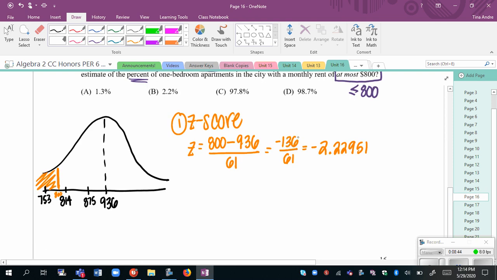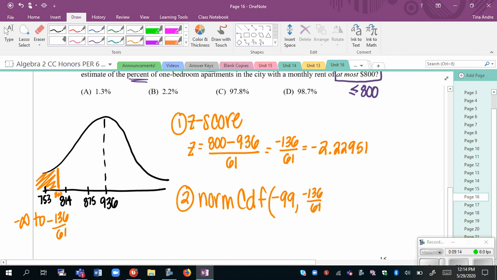But what I'm going to do in my calculator is I'm actually going to use the fraction when I type in. So for the second part here, we're going to do our normal CDF, and I'm looking at, so it's going to be negative infinity to the -136 over 61, or to the -2.22951. So I'm going to type in -136 over 61, the fraction here because I want to be exact. And then I'm going to keep my 0 and 1. And I'm going to let you go ahead and type that in and confirm that we agree.